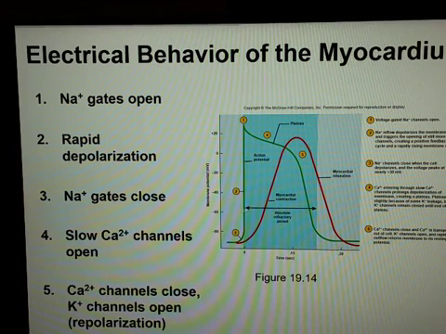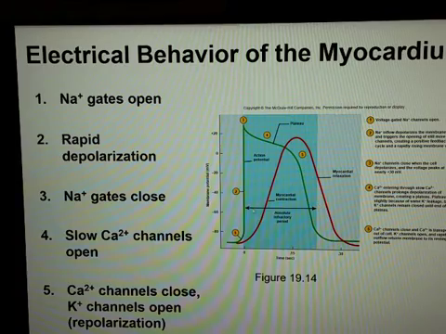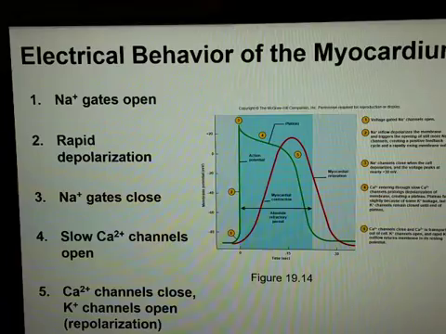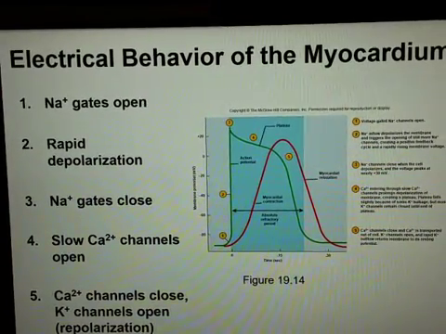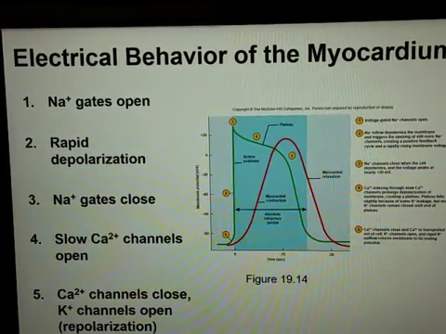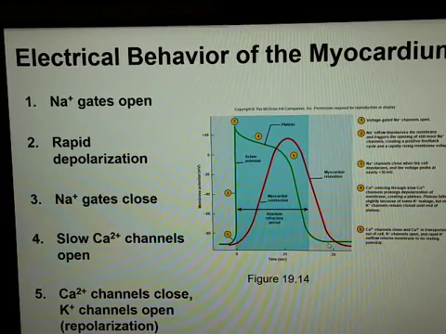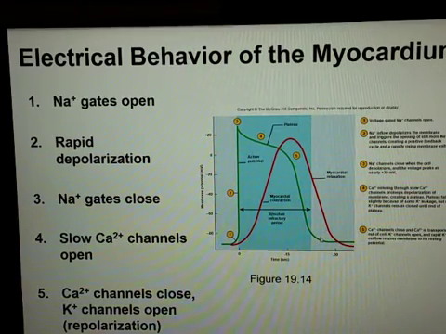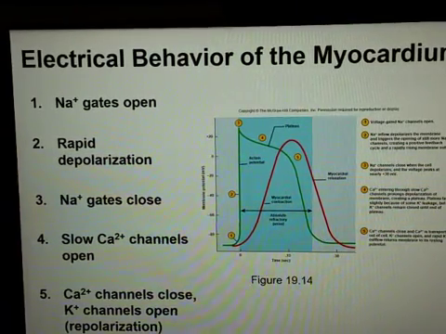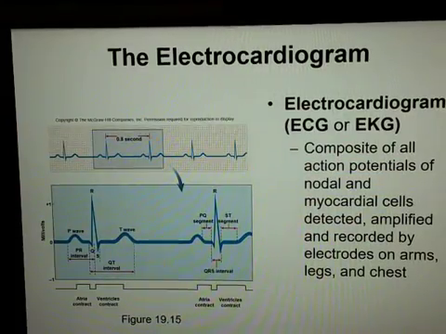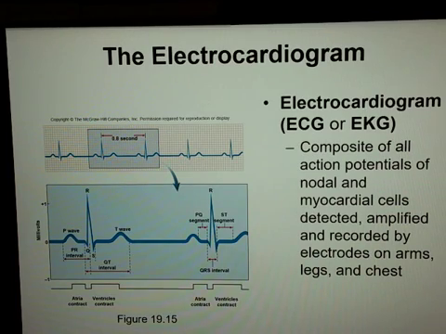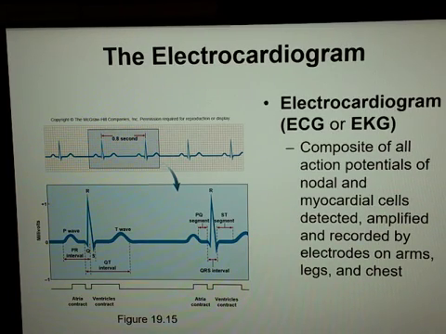And note this, it's a pretty long absolute refractory period, meaning that that heart is not going to fire again, because what it needs to do is go back down to the resting membrane potential so that it can then start the process again for the depolarization.